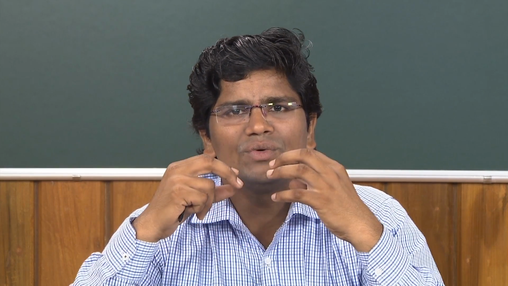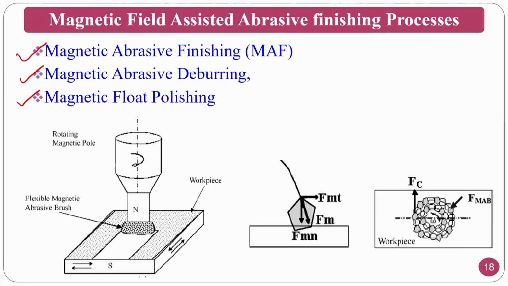And we move on to the deburring operation using the magnetic abrasive finishing process. That is why this process is called the magnetic abrasive deburring process, and the burrs that are generated during the drilling and micro drilling process can be removed by it. Then we move on to the magnetic float polishing process, where you can finish ceramic spheres using this particular process.